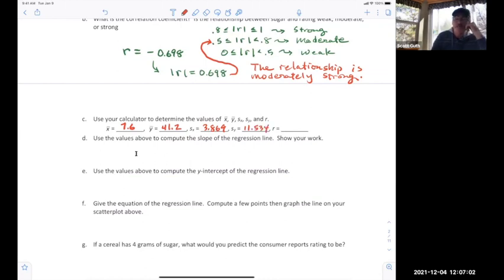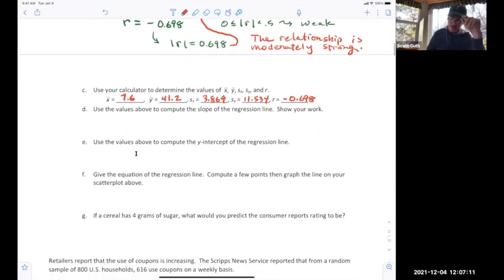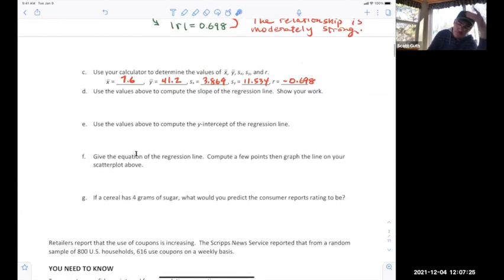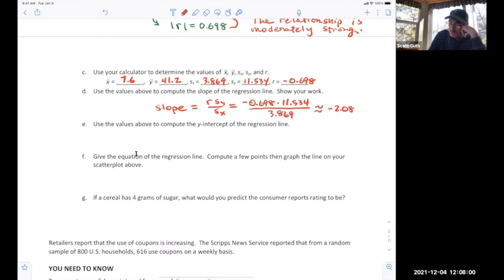Okay. We already gave it, but the R value is still negative 0.698. Okay, and so now we're asking for the slope of the regression line. And again, as a reminder, the slope is this formula here, and then the y-intercept will be the next one below it. Okay, so the slope is R times SY over SX. So the R is negative 0.698. SY is 11.534. And SX was 3.869. There's a lot of rounding here, so there's gonna be some error in this answer, but it's gonna be approximately negative 2.08. I think if you do it without any rounding, it's negative 2.07. So it's pretty close, and it's close enough.